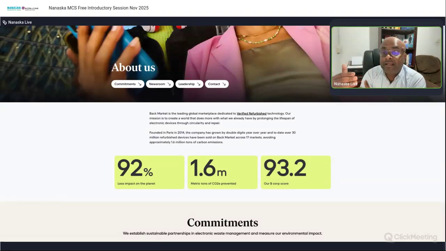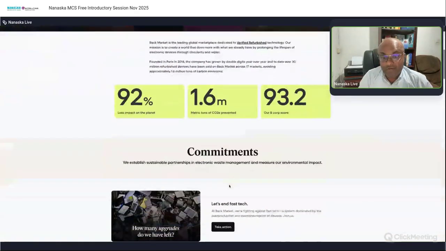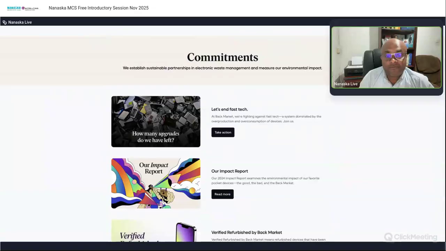By prolonging the lifespan of our electronic devices through circularity and repair. Look at 92% less impact on the planet, and 1.6 million metric tons of carbon dioxide prevented. They're very serious about it. They talk about it, and they publish their impact report.